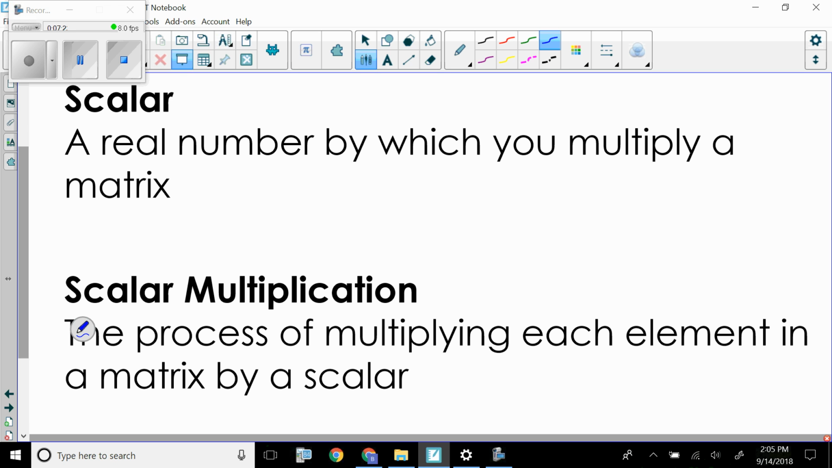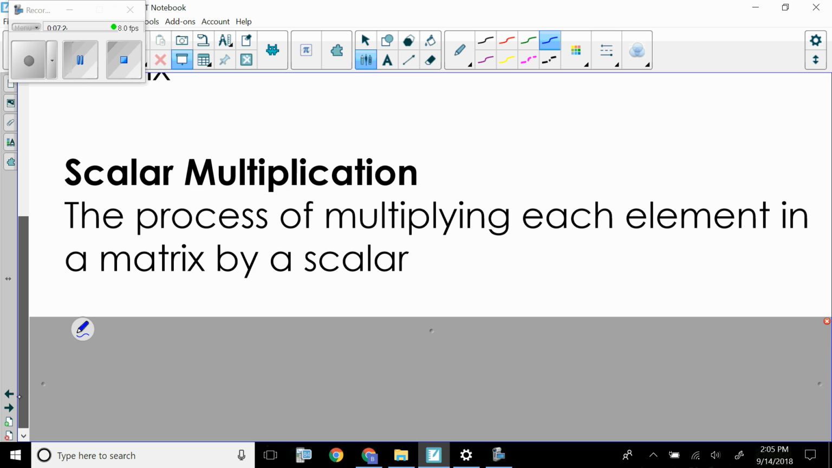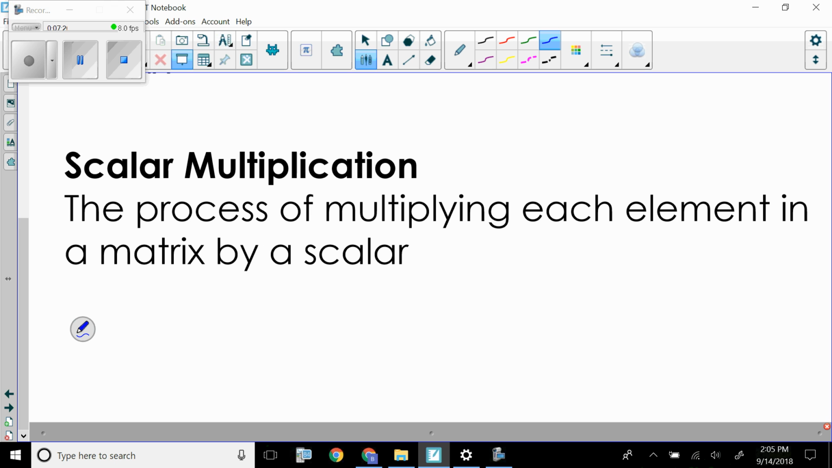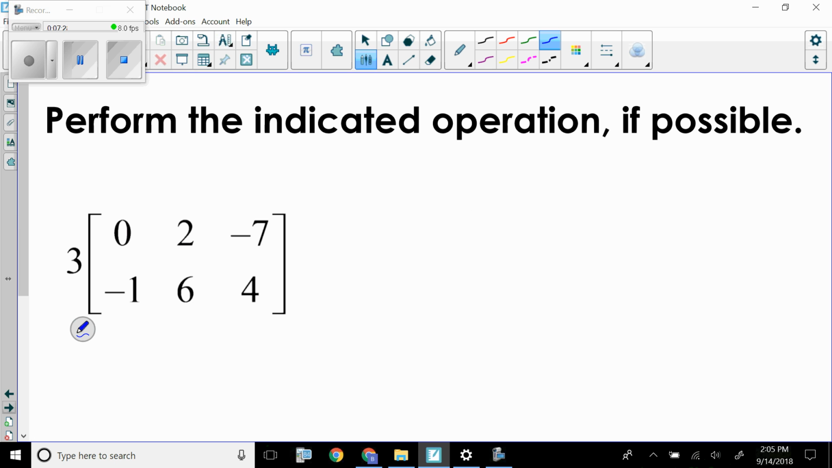Again, now is a great time. Pause the video. Make sure you're getting these notes down. Here's another great time. Pause the video. Write down the example I have on the board.